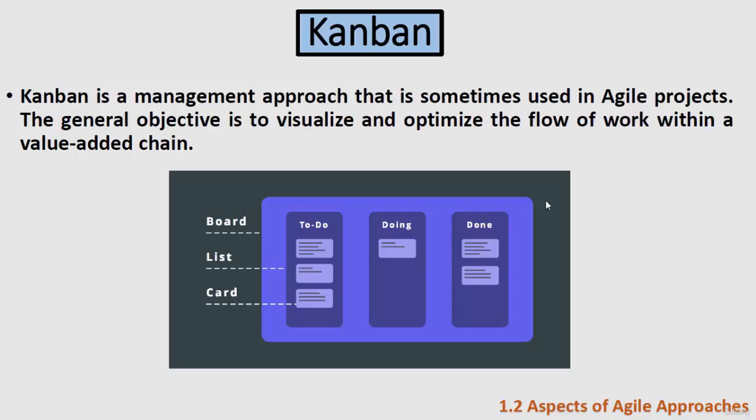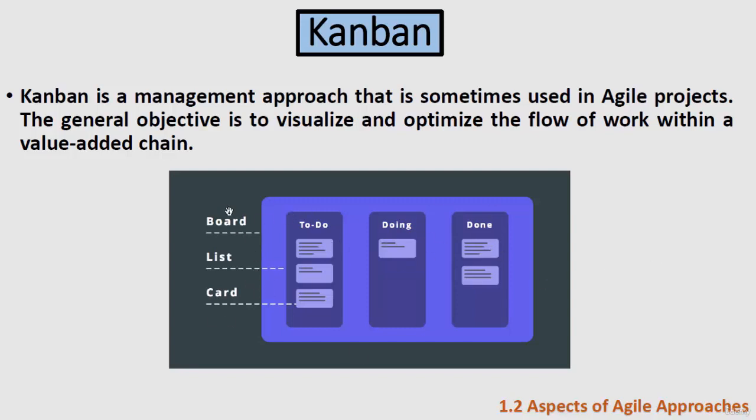The third approach that we have in Agile is called Kanban. Kanban is a management approach that is not part of Agile, but sometimes we use it in Agile projects. The idea of it is that we can optimize the flow of work with a value added chain. What does that mean? We can understand the meaning of Kanban from this board.